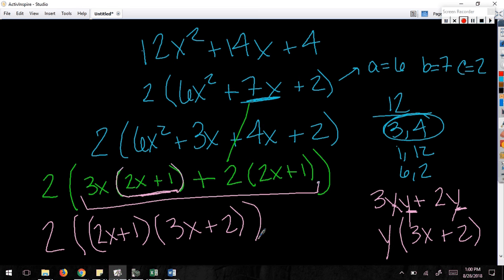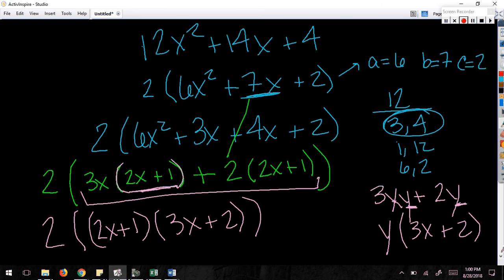Because I had been carrying parentheses down, I left them. You don't need the second set of parentheses because multiplication is commutative and you can do it in any order you want. So you could really write this as 2x plus 1. There you go. Yes, ma'am.